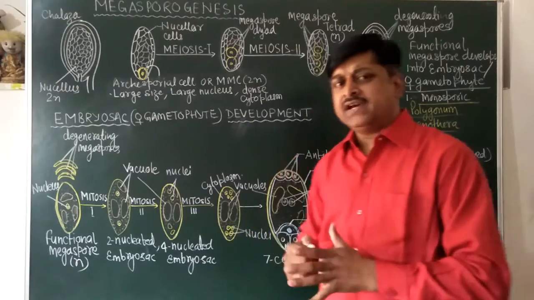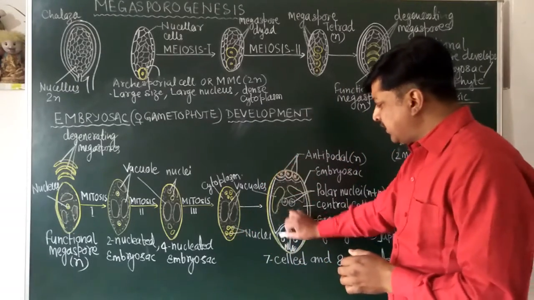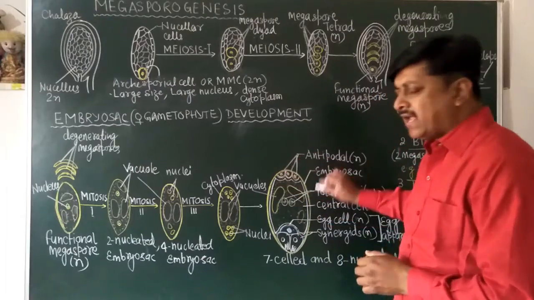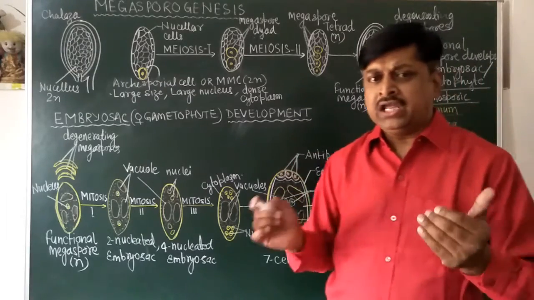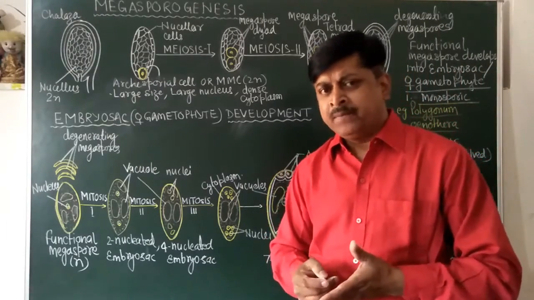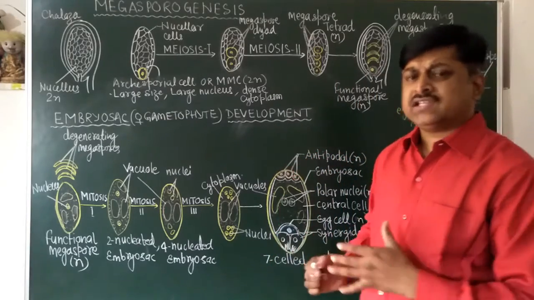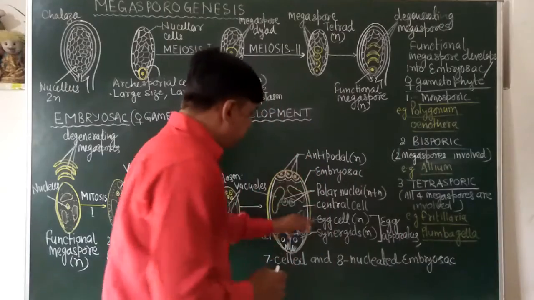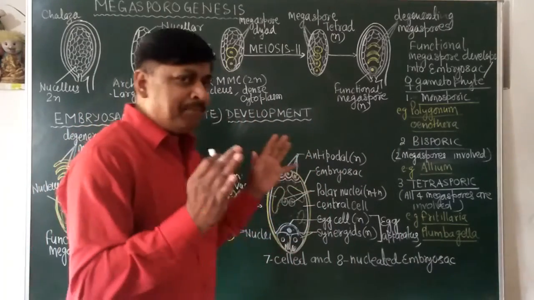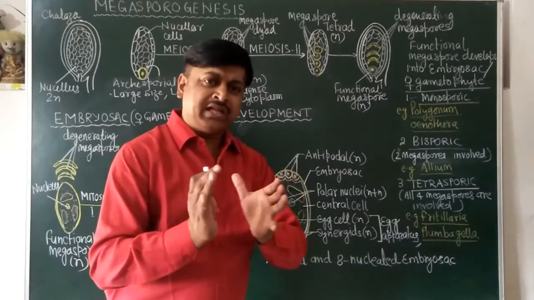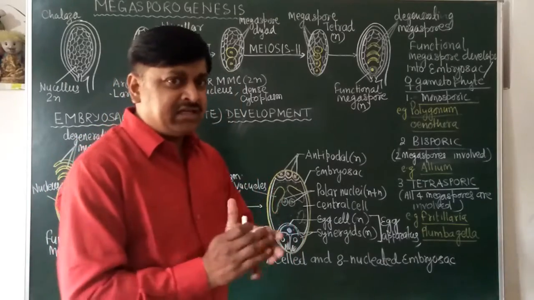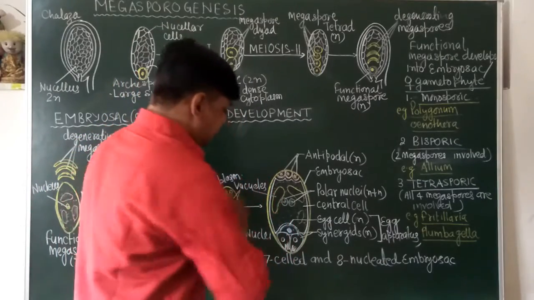Clear? Otherwise all the nuclei which are there in a mature embryo sac, they are haploid in nature. Clear? They all are haploid in nature. So this is the structure of a mature embryo sac, student. So a mature embryo sac or the female gametophyte is 7-celled 8-nucleated structure. Clear?